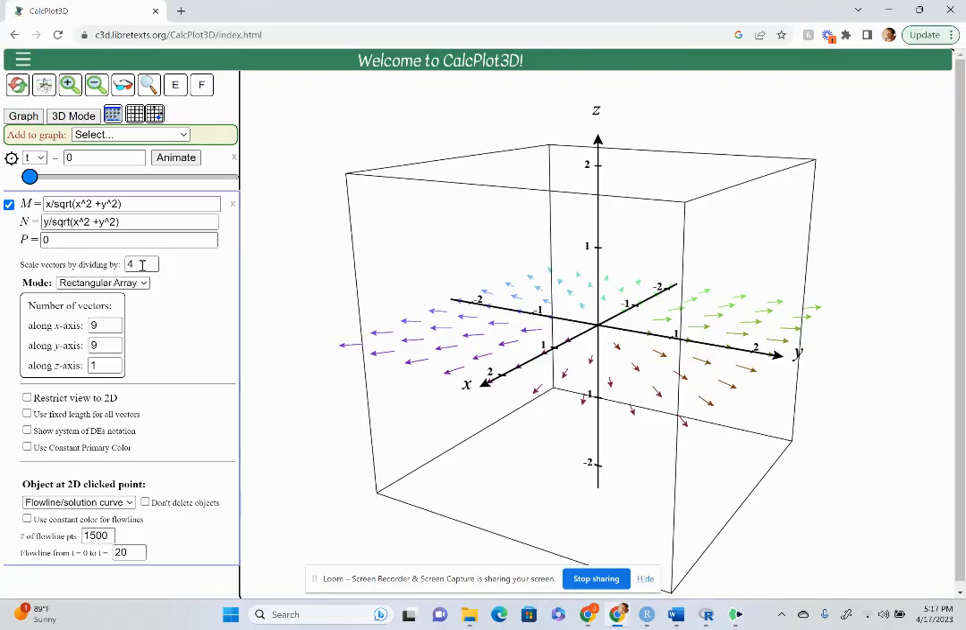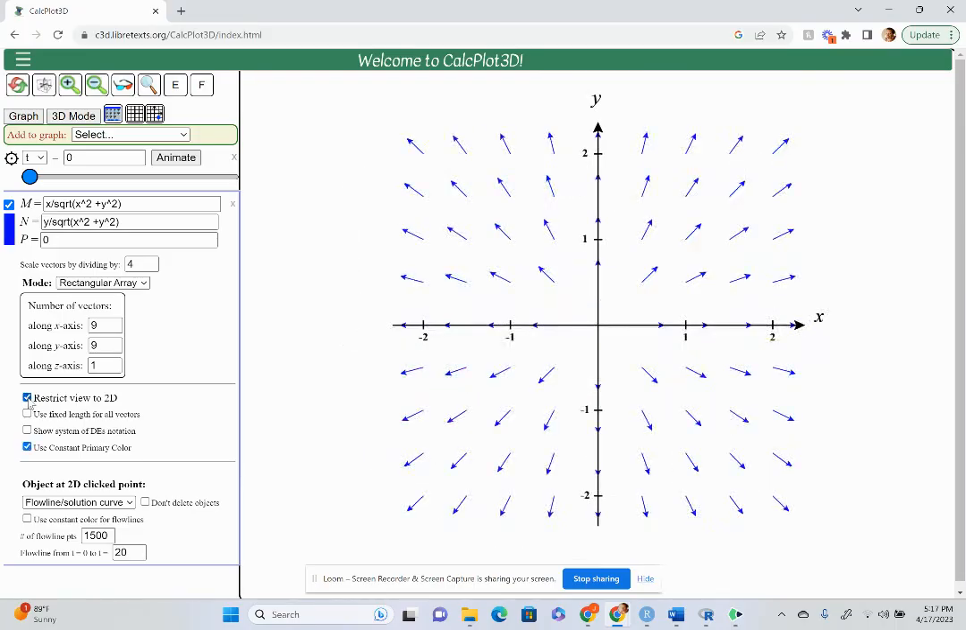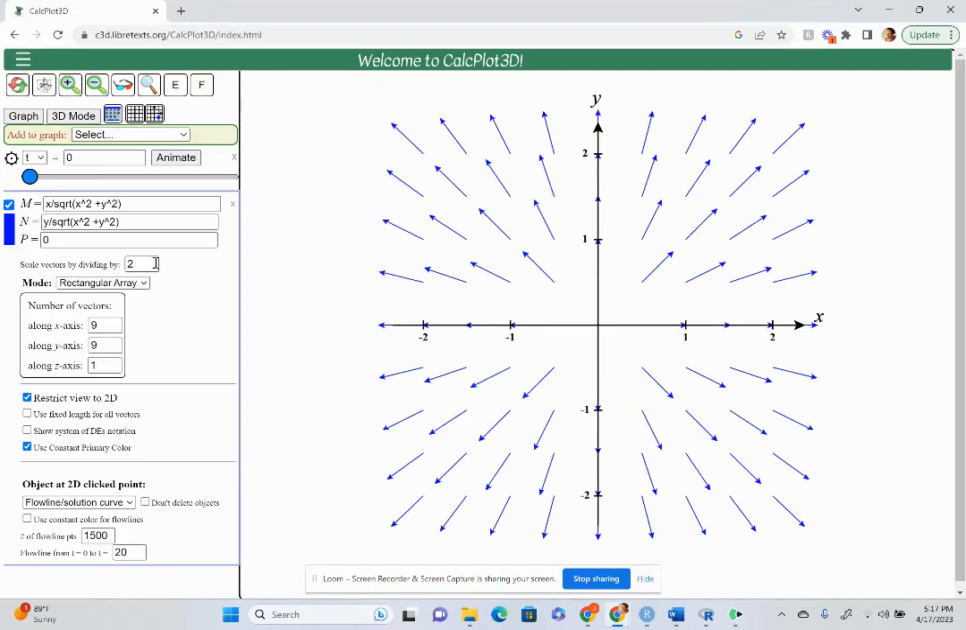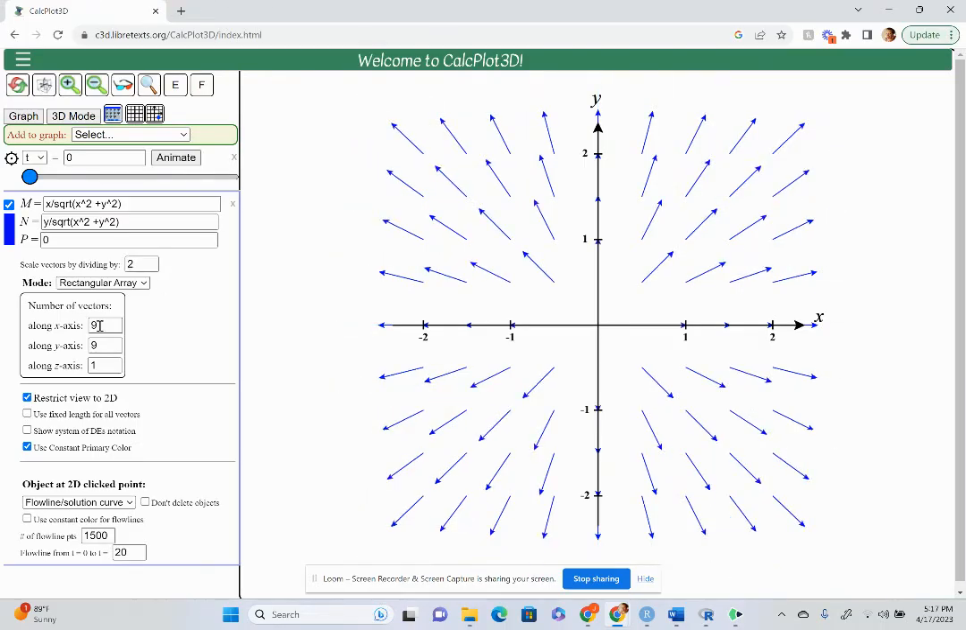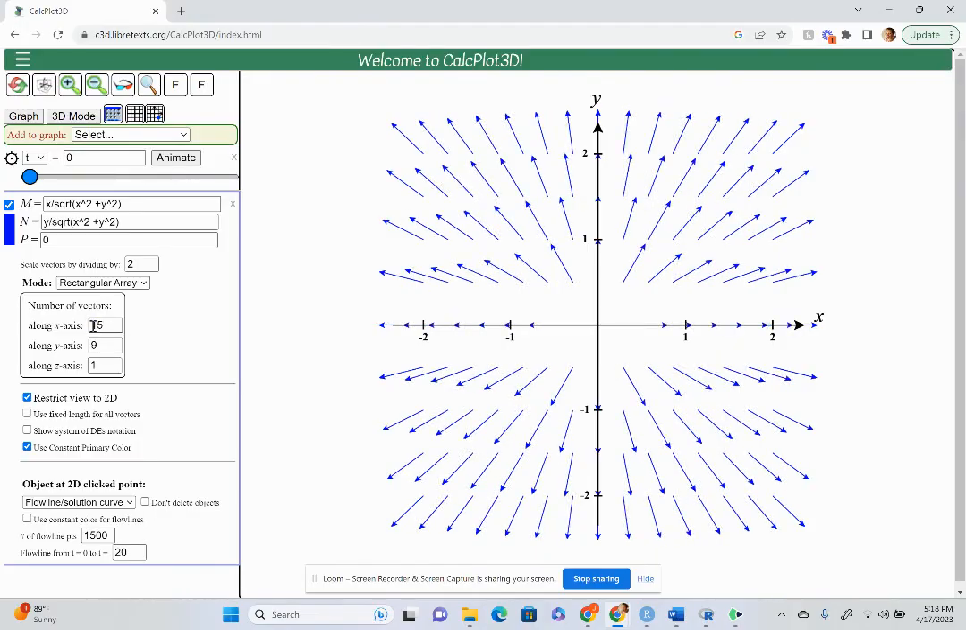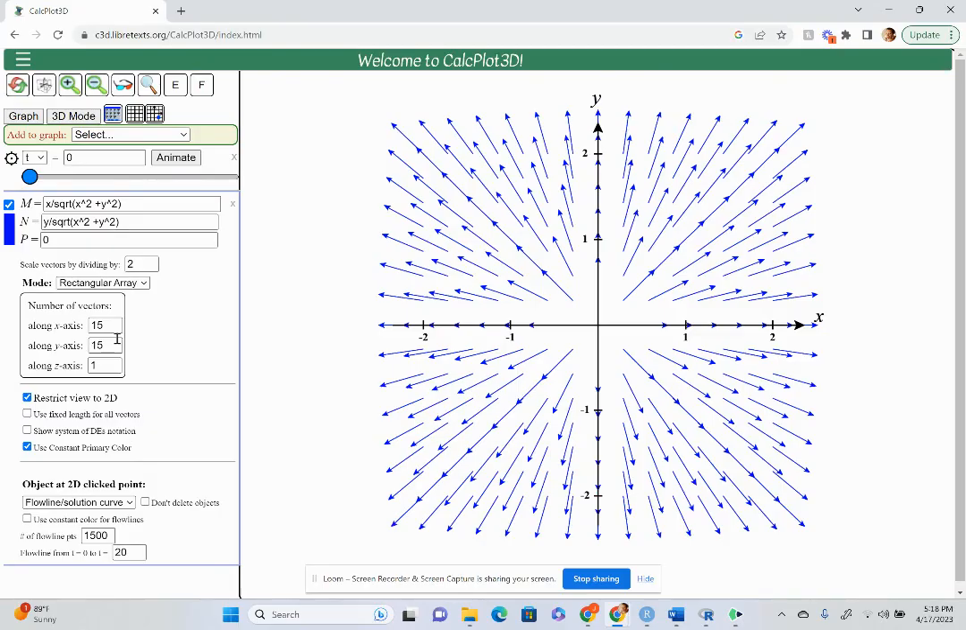I can take this and I can restrict my view to 2D so I can see what things look like. My vectors are all scaled so that they're a quarter of the length that they normally would be. I could just halve them, or I could let them have their actual length. That's a little overwhelming looking at that, so let's do halving them. The number of vectors I have along the x-axis is 9. I could bump that up to 15 and we just see more, right? And along the y-axis I could do the same, and again we just see more. So that's what's happening here. Along the z-axis, I do need 1 because that is the xy plane.